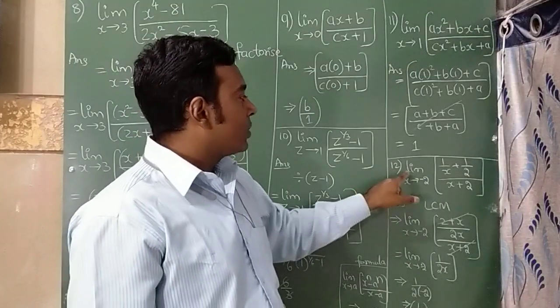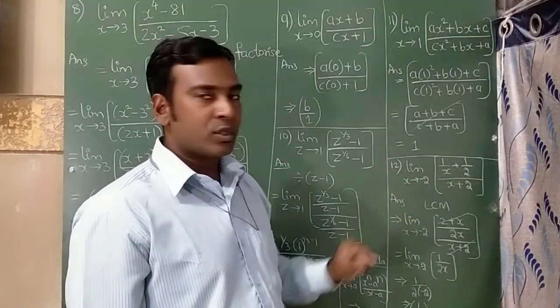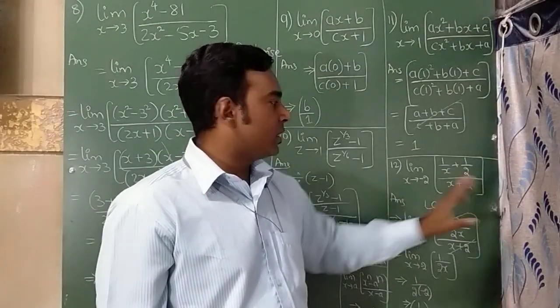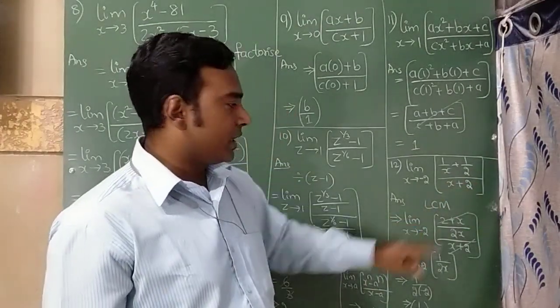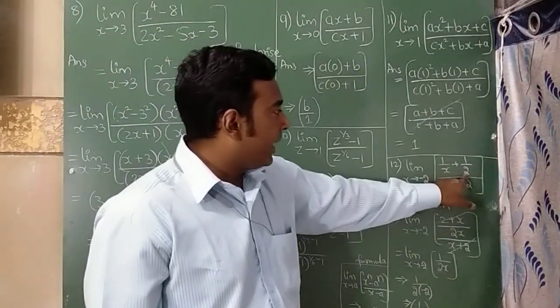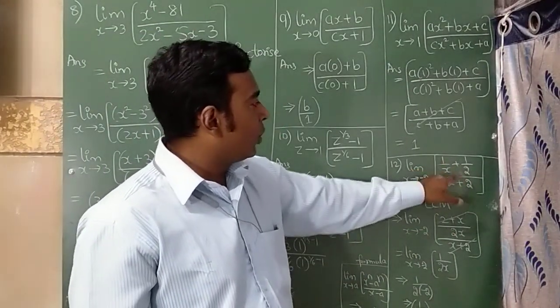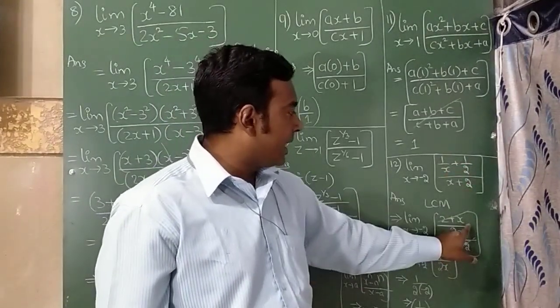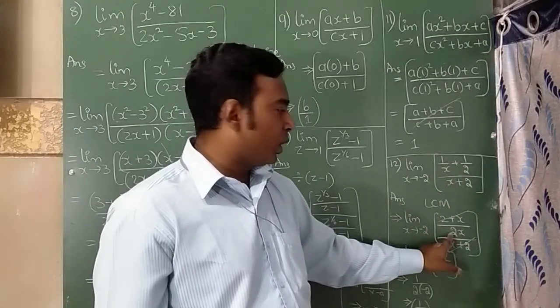So 12th one. Limit x tends to minus 2, 1 upon x plus 1 upon 2 divided by x plus 2. You need to take LCM for this. Okay. So limit x tends to minus 2. Take this 2, multiply here. 2 ones are 2. So I have written here 2. Plus x into 1 is x. If you multiply this, you will get 2x.